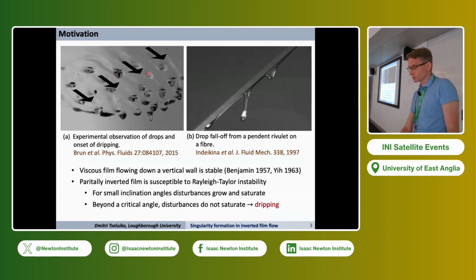In this photograph. But common experience suggests that if the inclination angle is sufficiently large, then the disturbances do not saturate but continue to grow, and eventually this can lead to dripping. So the droplets detach from the film surface and fall down. And our motivation is to analyze this transition to dripping.